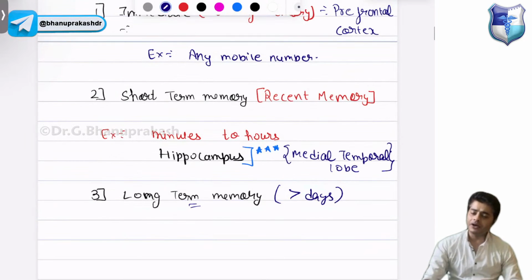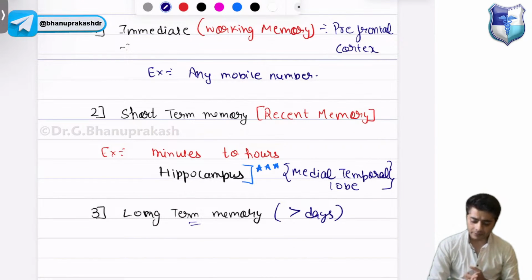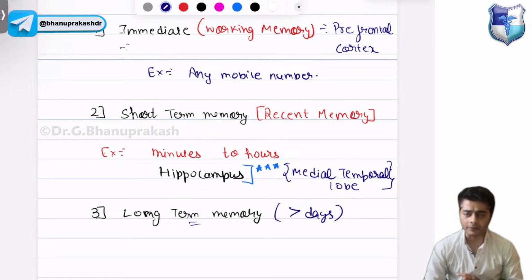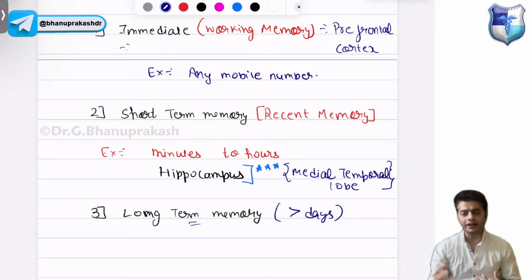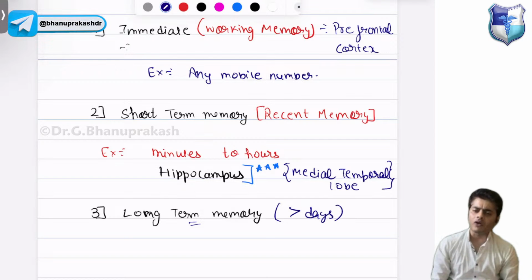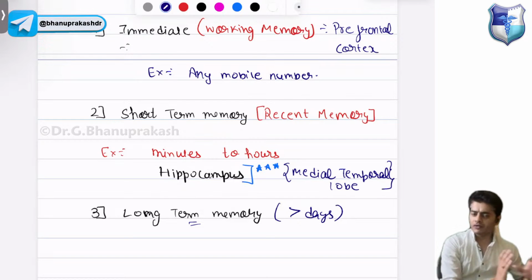So there are three types of memory. One is the immediate working memory, another is short-term memory, and the third is long-term memory. Immediate memory is, suppose some people are roaming here and there, and someone gives you his or her phone number. How much time will you remember that? For 5 or 10 minutes at most, and after that you will forget it.